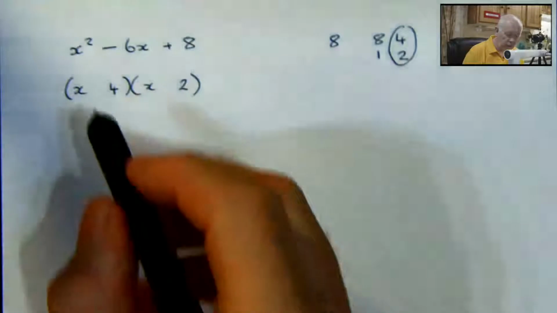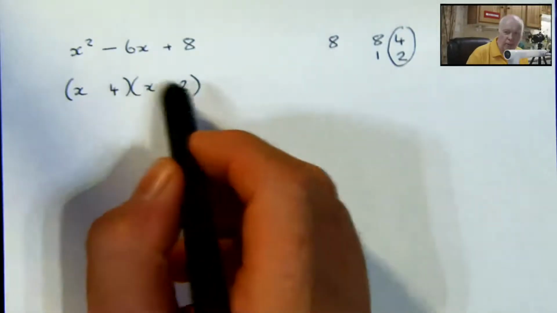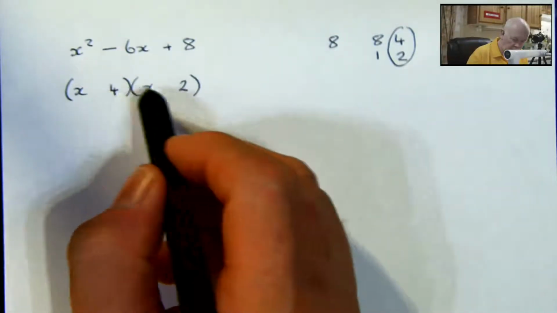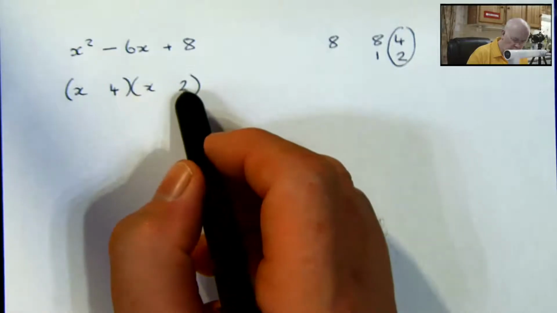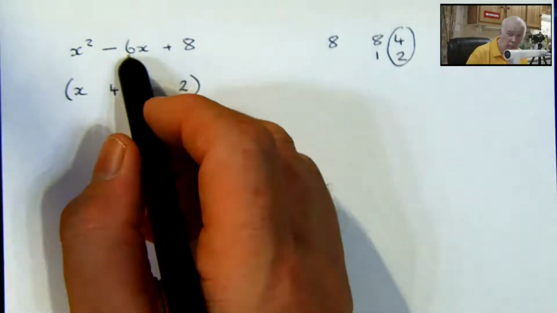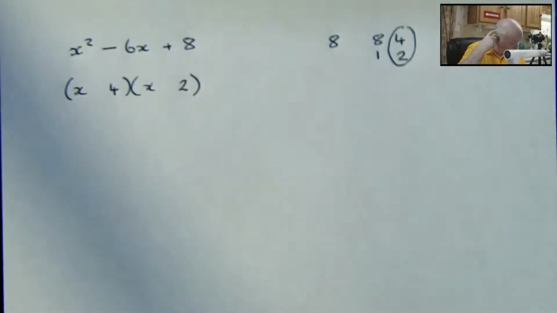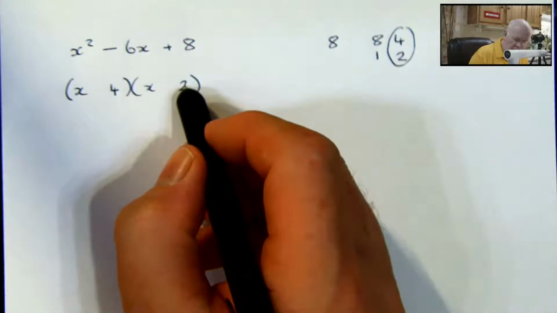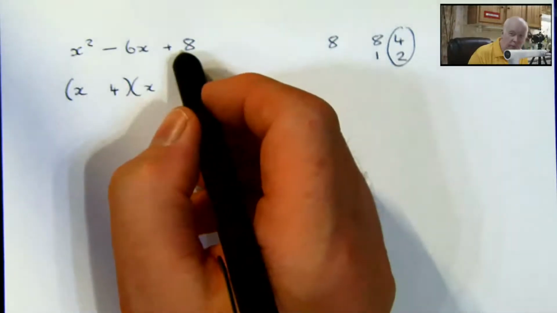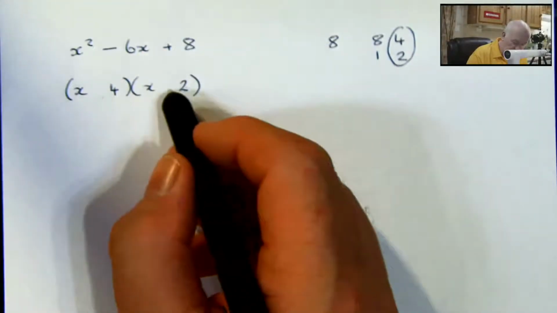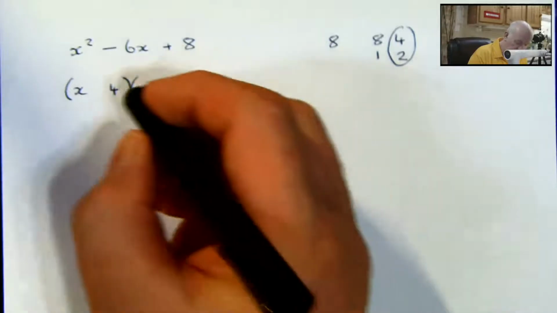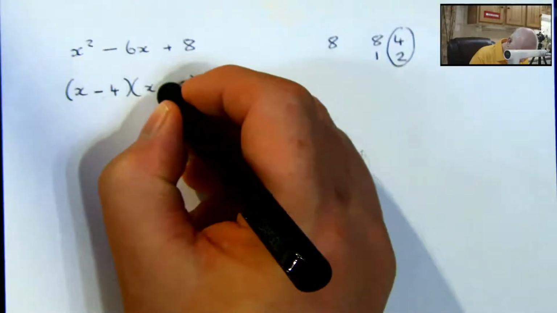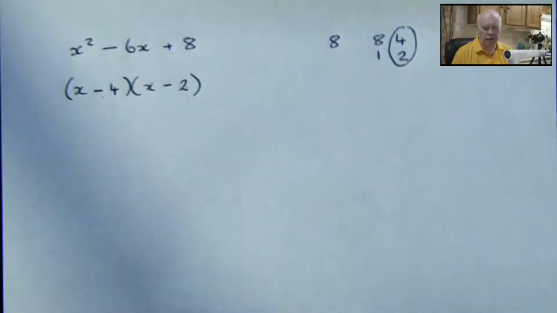Now, if these are both negative, then -4 and -2 will give us the -6 if we add them up. And a -4 times a -2 will give us +8. Minus times a minus is a positive. So we're going to have 2 negatives in there.